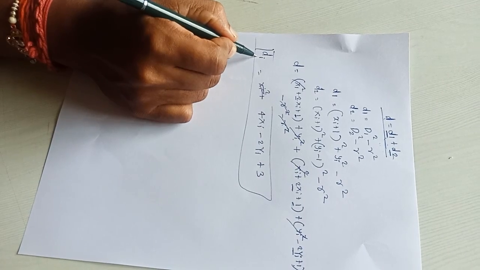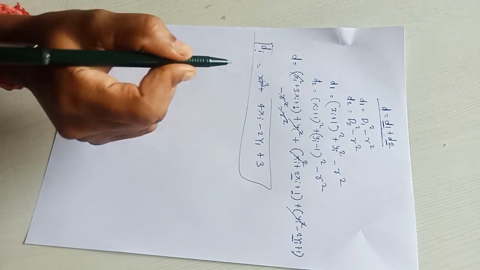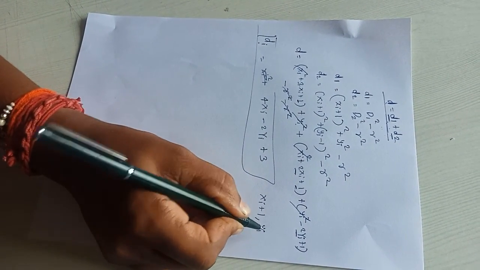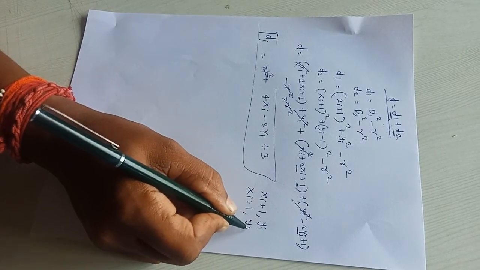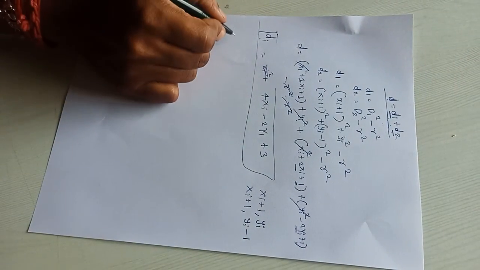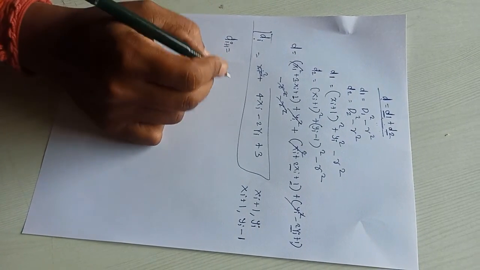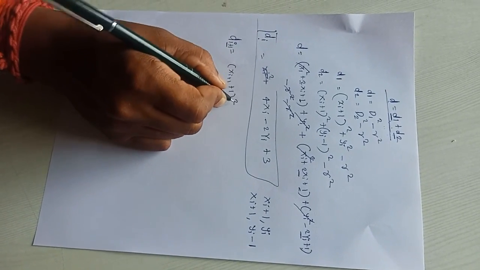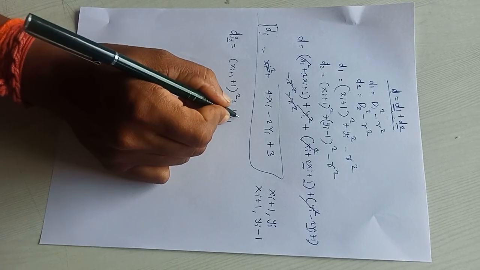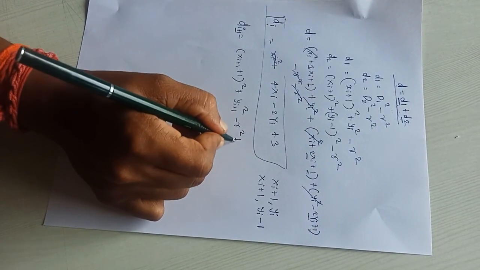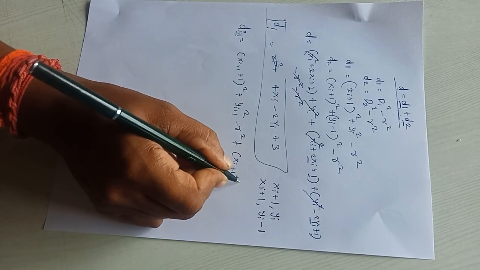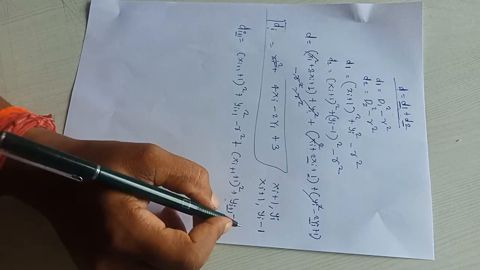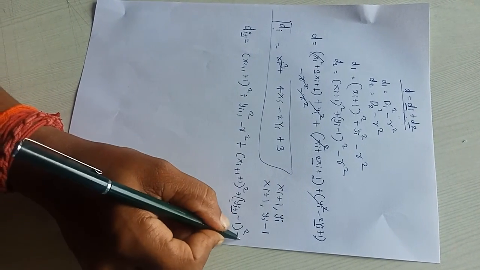Depending on this decision parameter, we'll decide which pixel to be selected, which is either (xi + 1, yi) or (xi + 1, yi - 1). Okay, so the next decision parameter will be di+1, putting i equal to i + 1: (xi+1)² + (yi+1)² - r², at base we are putting i + 1 instead of i.